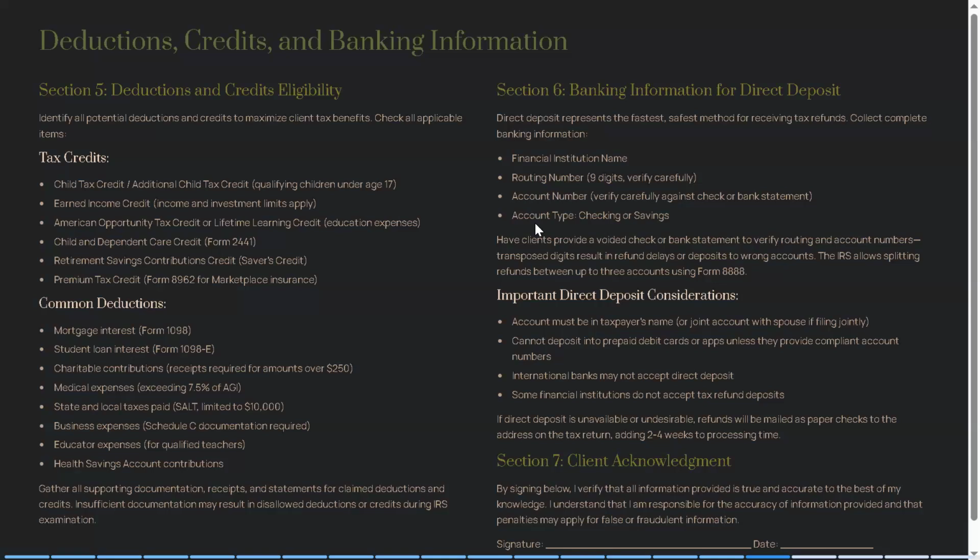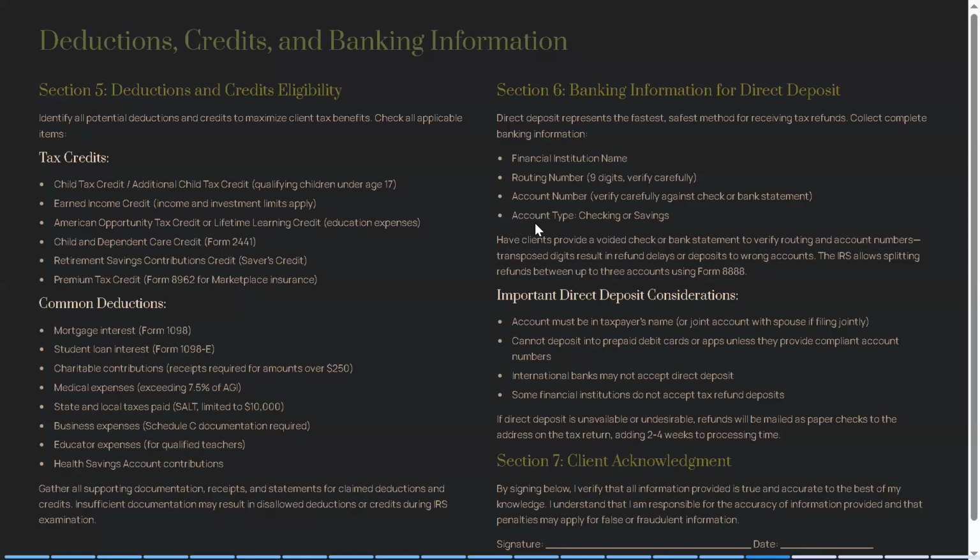You can also create a checklist that has this information on it, because sometimes people just forget. So you need to be a good interviewer. A lot of times too, if they have the prior year tax return, that can help jog some things that they might have forgotten about.